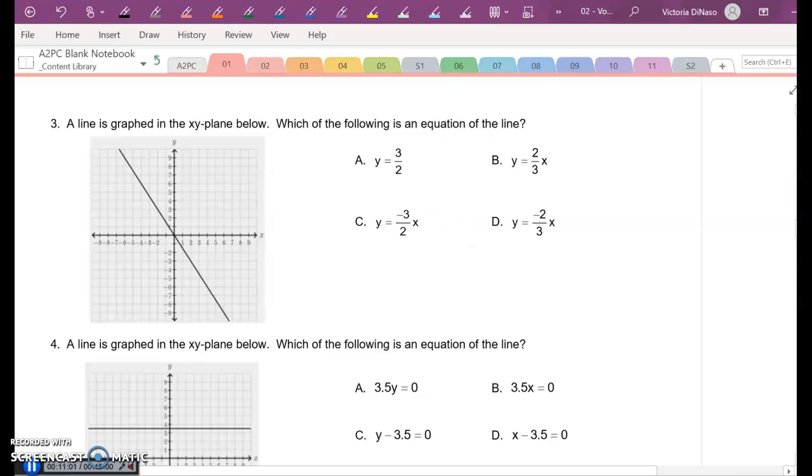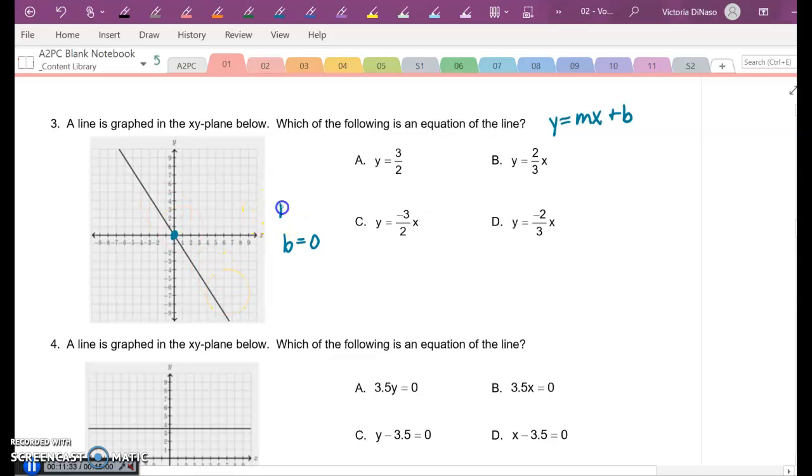Number 3, it says, a line is graphed on the xy plane below. Which of the following is the equation of the line? So if you see here, this hits our origin at 0. Alright, and it looks like all of these are in the form of y equals mx plus b. So we have y equals mx plus b. We know that b is 0 because that is where my line hits the y-axis.